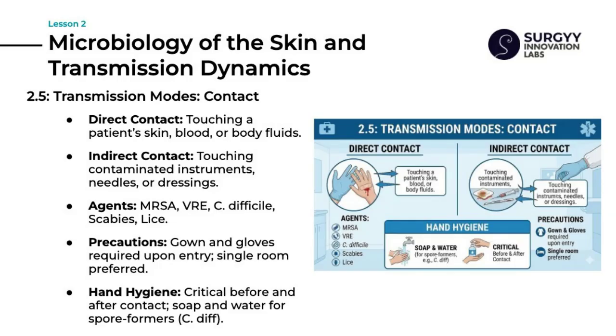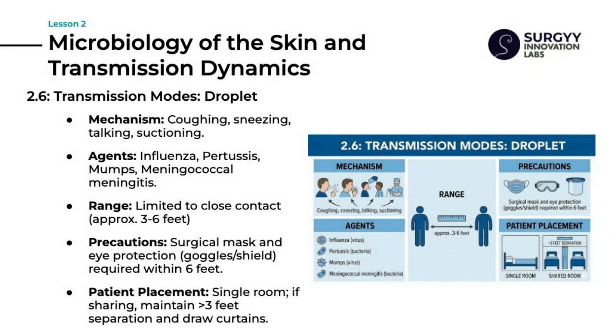Hand hygiene is critical both before and after contact. Specifically, soap and water must be used for spore formers like C. diff, as alcohol-based rubs are ineffective against spores. Lesson 2.6 covers droplet transmission.